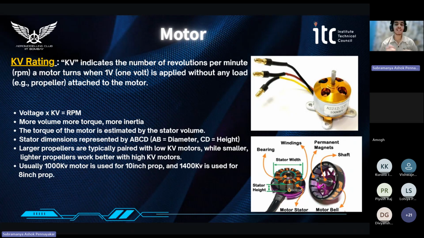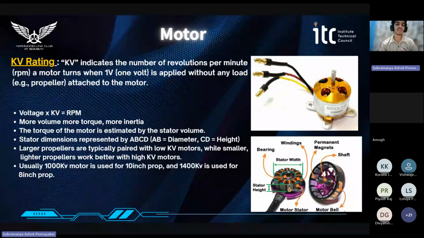This back EMF opposes the voltage supplied, and after some point, the voltage supplied and this back EMF approximately become equal. That's the peak state where the motor is at its highest speed. After that point, the motor can't increase its speed.